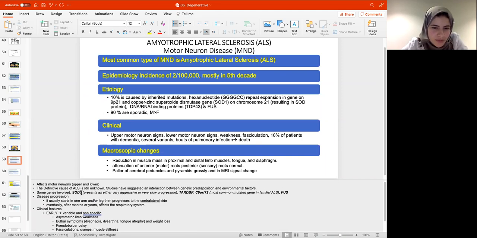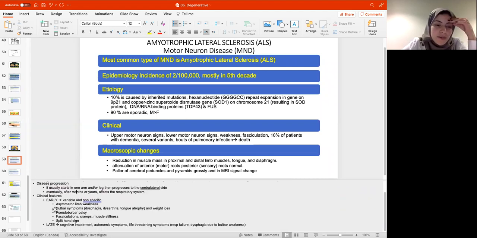So here I wrote about the genes involved. Here SOD1, TARDBP, these genes. The most common one is this gene. I don't know if you guys need to know this, but I just wrote them here. Disease progression, let's say the classic form of ALS, it usually starts in one arm and one leg. They have spasticity or weakness, and then it progresses to the contralateral side. Okay, and then eventually after months or years, it affects the respiratory system, and that's usually when it's end stage and they die because of it.